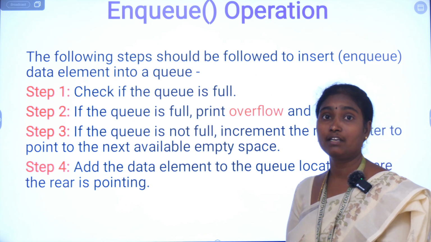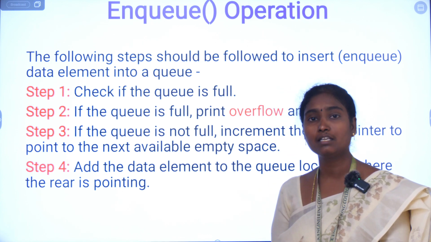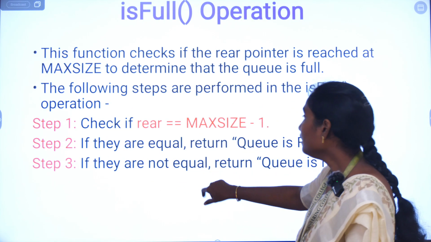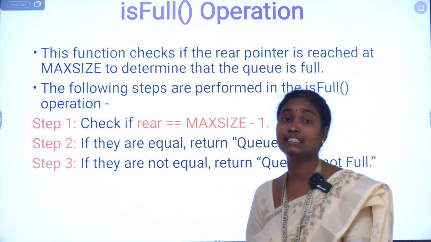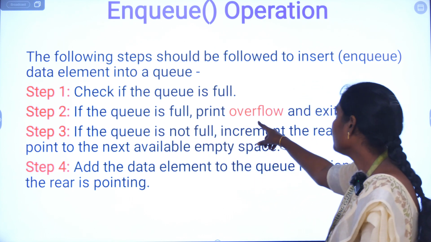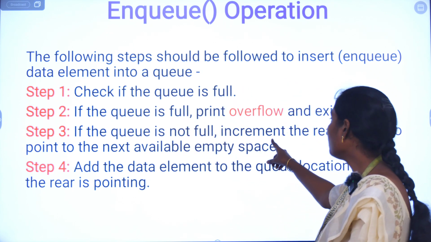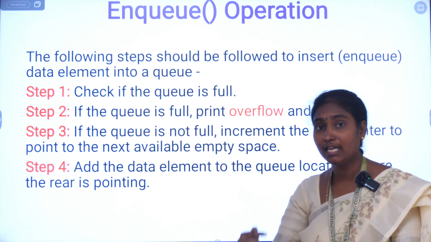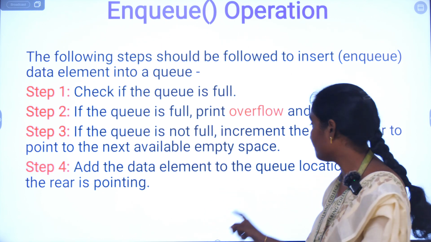Next is the NQ operation. The NQ operation is used to insert an element in a queue. Before inserting an element, you have to check the overflow condition. If your rear value reaches the maximum size minus 1, you say that your queue is overflowed. Here you print the message that your queue is overflow and exit from the queue. If it is not full, you increment your rear pointer. Then only you insert your new element, at the place where your rear pointer is pointing.